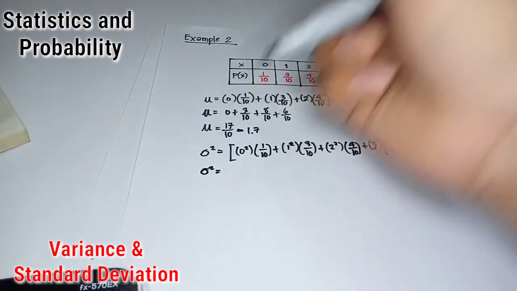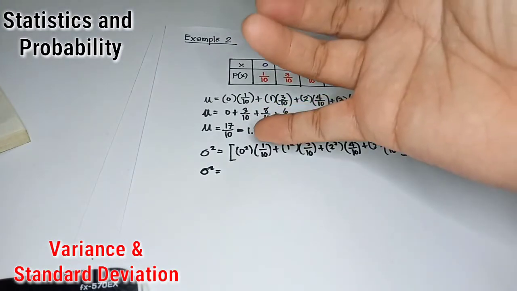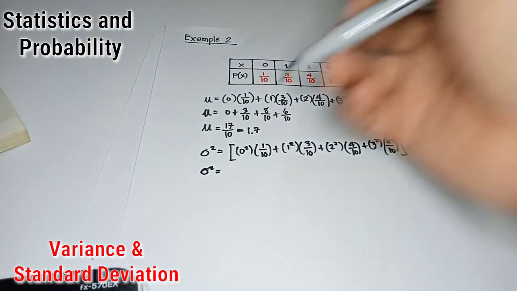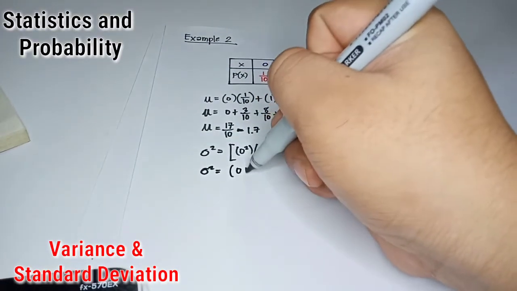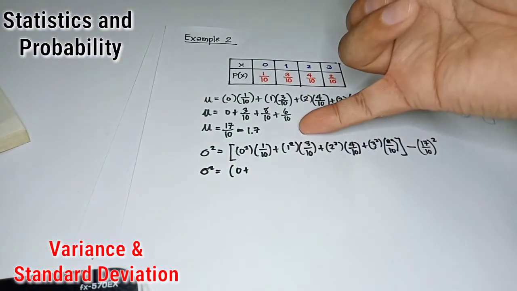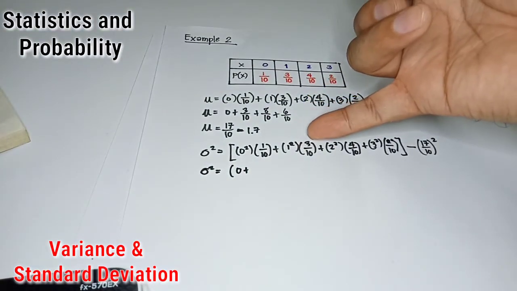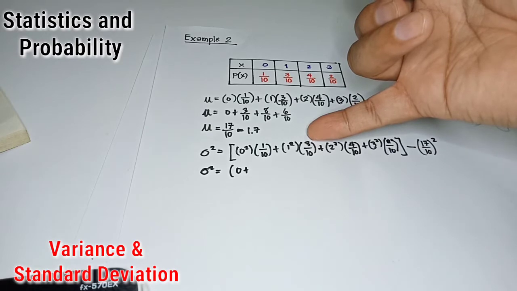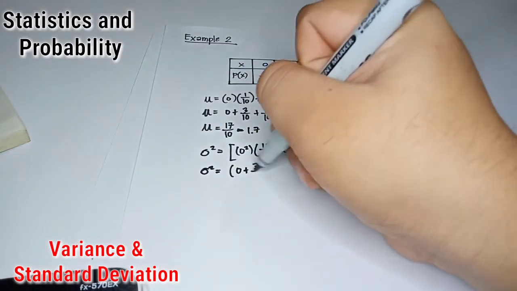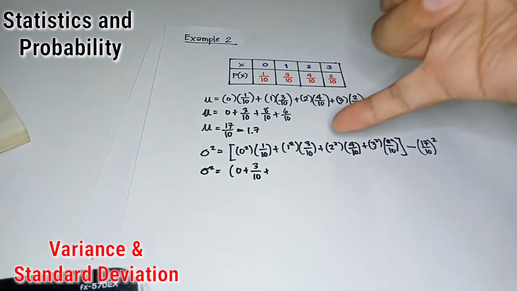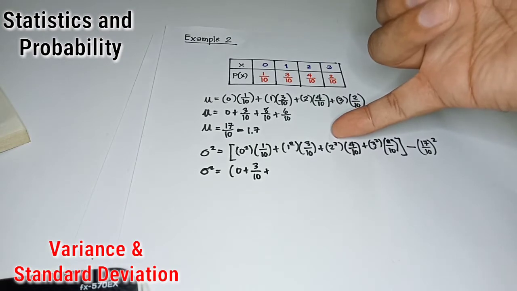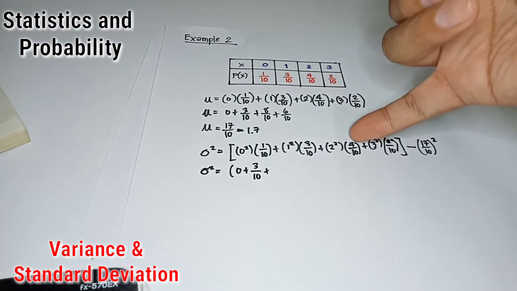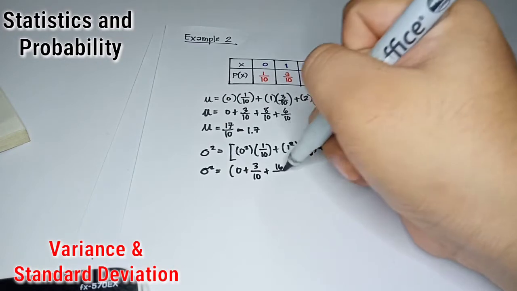So let's evaluate. 0 squared is 0 times 1 over 10, you'll get 0. 1 squared is 1. 1 times 3 over 10 is 3 over 10. So let's write 3 over 10. Plus 2 squared. 2 squared is 4. 4 times 4 over 10, you'll get 16 over 10.